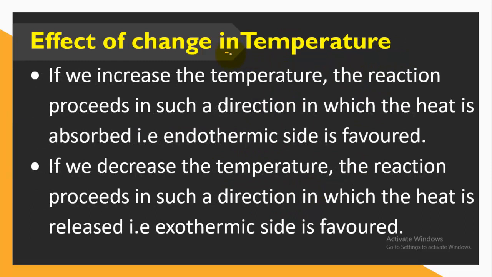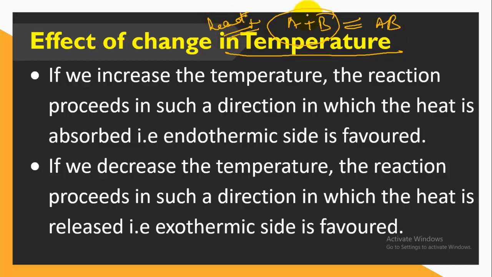Second is the effect of change in temperature. Let's take an example again. If A and B combine to form AB, let's say we are providing heat to the reactant side. This heat will increase the energy on the left hand side, so the reaction will get disturbed. It will move in the direction in which the heat can be released, because it is absorbed in this direction. So it will favor the direction in which the heat can be lowered. Obviously the products will be favored.